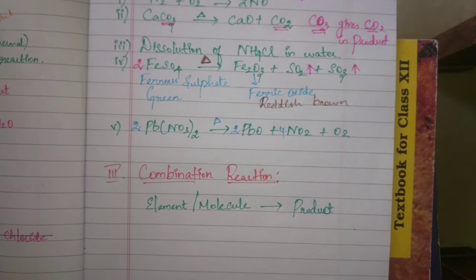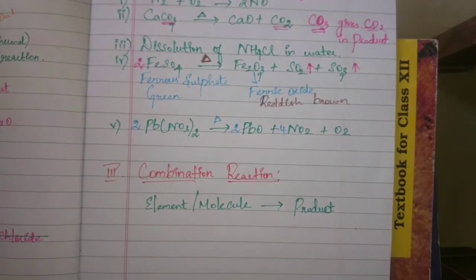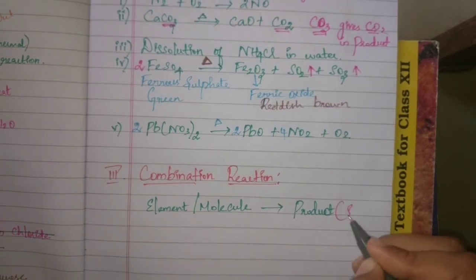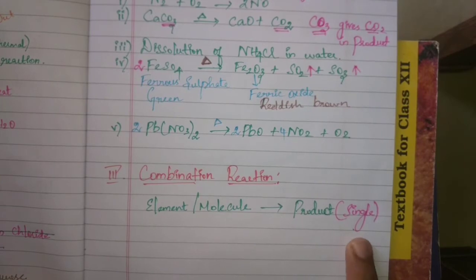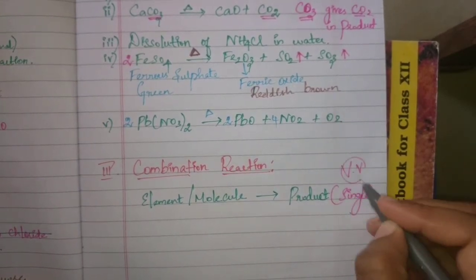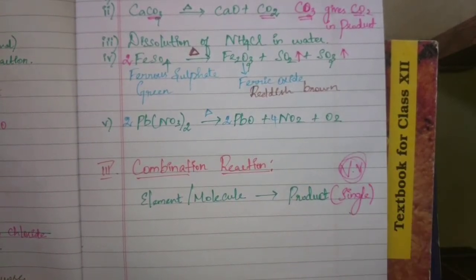What is the speciality of this product? This product formed is a single product. It is a very important and notable point. The product formed is a single product. This is very important, students. So this is the key point for combination reaction. A combination reaction always forms a single product.